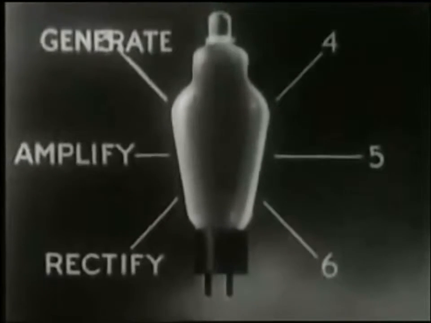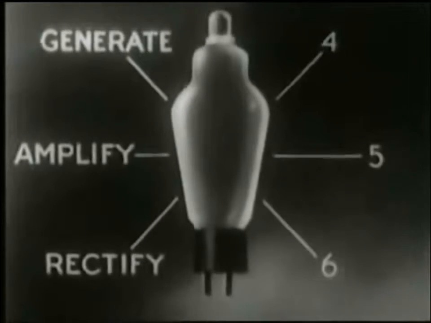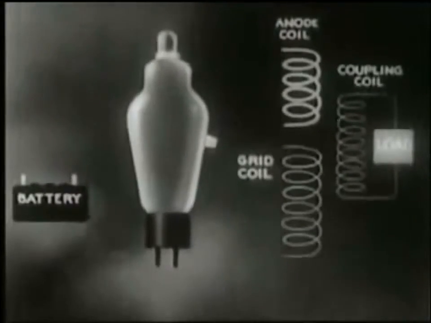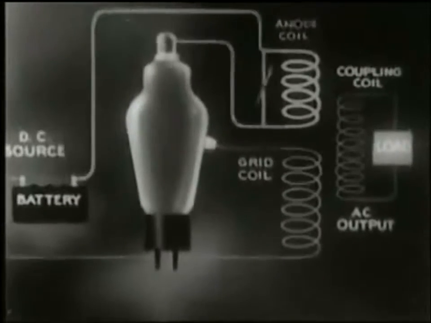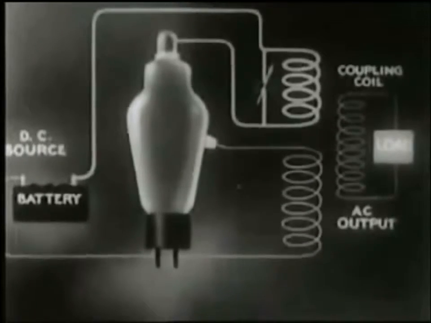A third thing it can do is generate. The term generate in this connection is meant in a general rather than a technical sense. A triode is connected for oscillation in the way shown here. The system then becomes capable of changing direct current into alternating current.